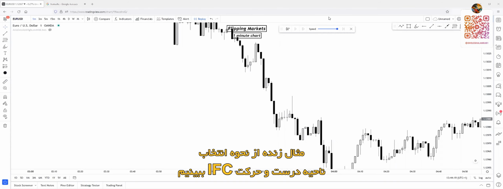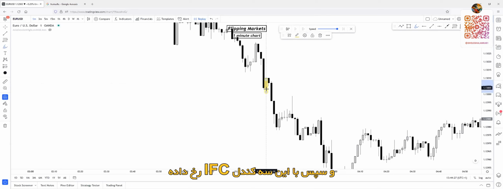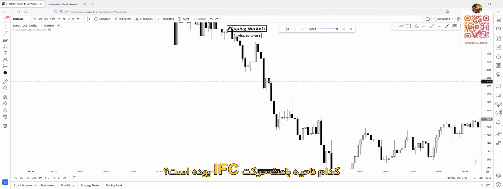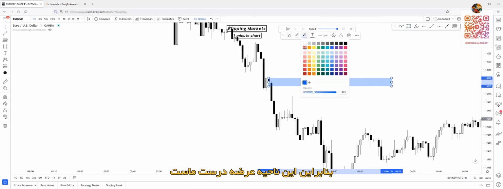So let's see a live example for the best zone selection and the inefficient push. As you can see in this region, price created a pullback with this candle, and after that, inefficient movement happened by these three candles. Which zone caused the inefficient push? It was caused by this downside candle. So this will be our right supply zone.